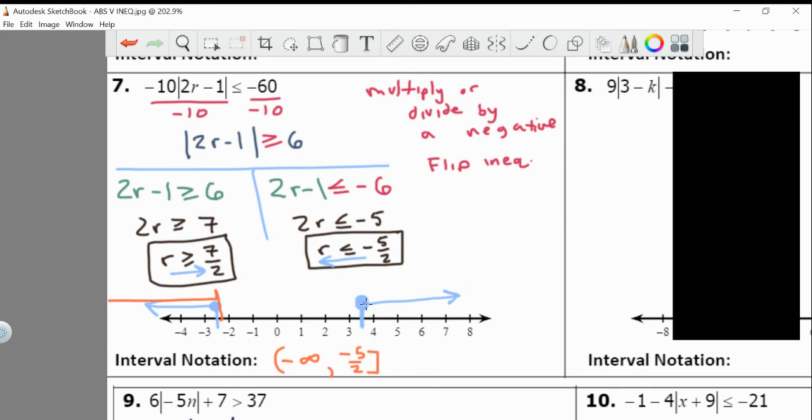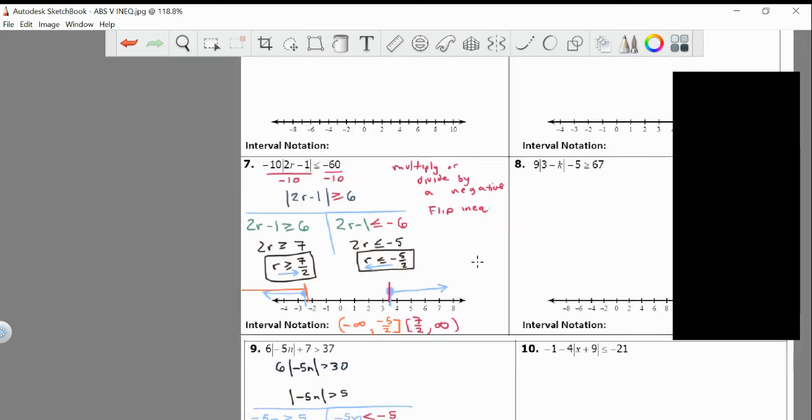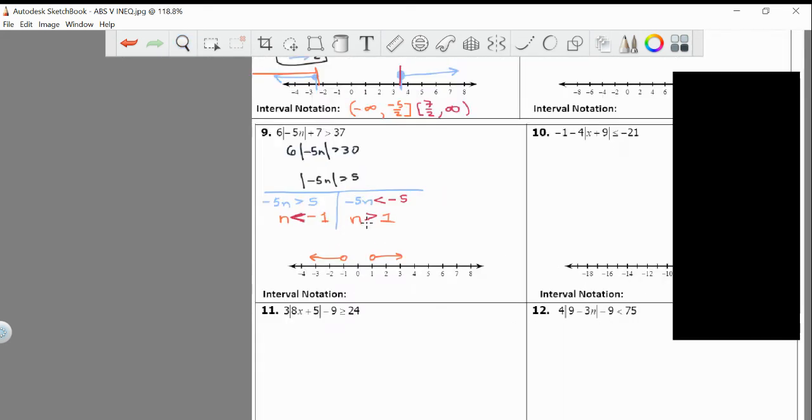Okay. Now let's do the other one. Starting at what number? Starting right here at 7 halves. Going until infinity. Parentheses. Excellent, excellent. And last one, and then we're all done.